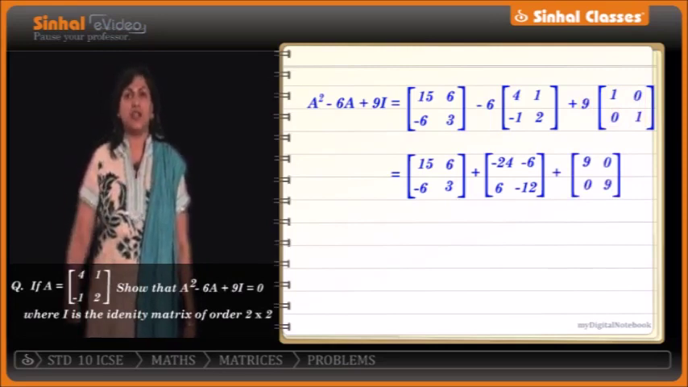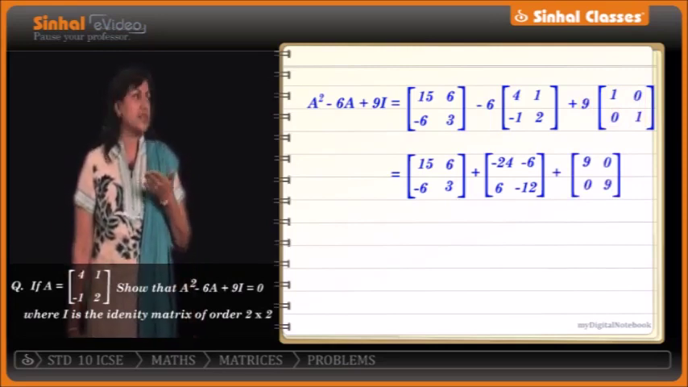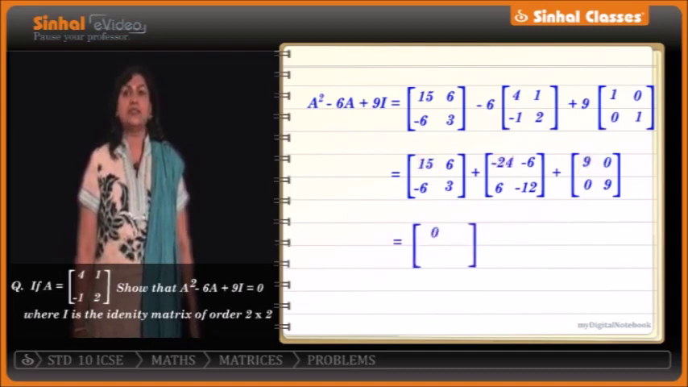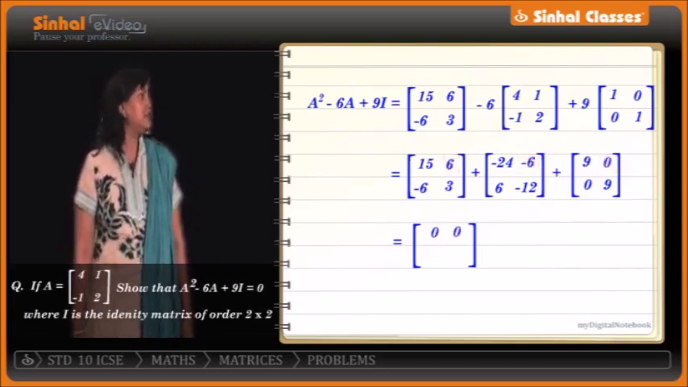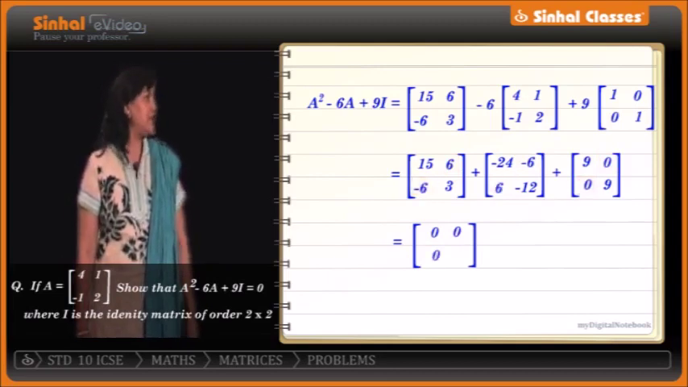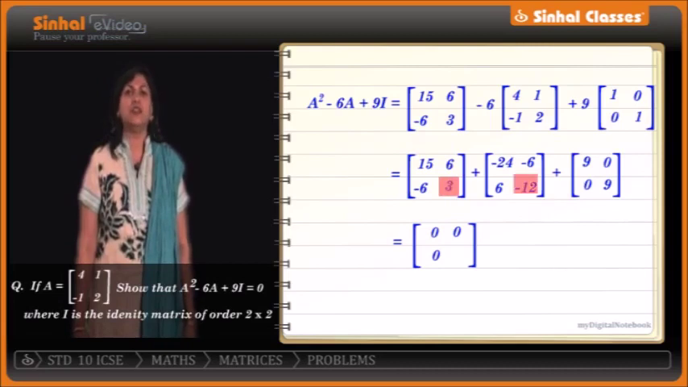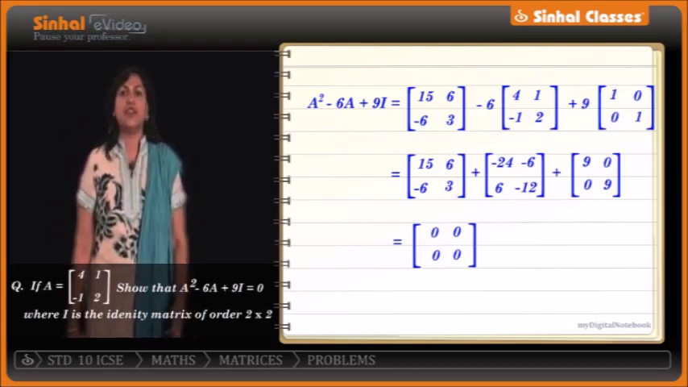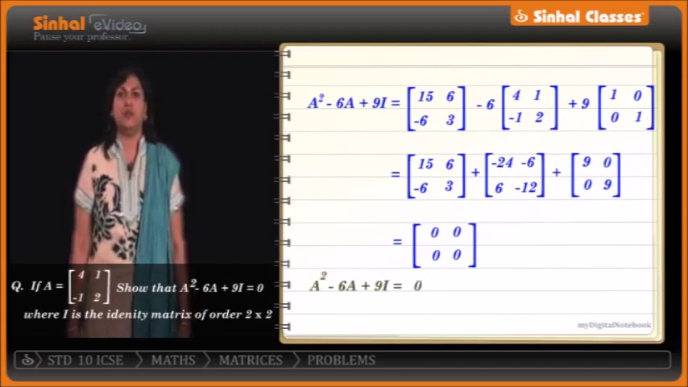Now we add these three matrices at the same time. The first element will be 15 minus 24 plus 9, that gives us 0. Second element, 6 minus 6 plus 0, which is again 0. Third element, minus 6 plus 6 plus 0, again 0. Fourth element, 3 minus 12 plus 9, again 0. So we've got [0, 0; 0, 0], which is nothing but a null matrix. So we have proved that A square minus 6A plus 9I is equal to 0.